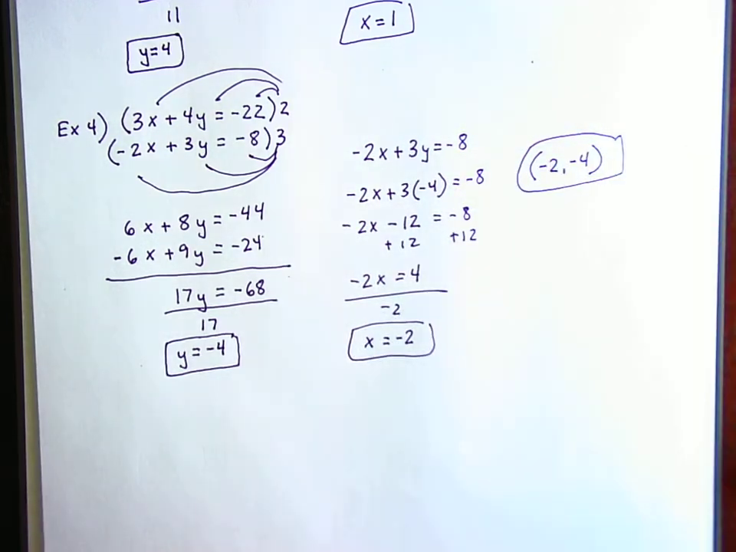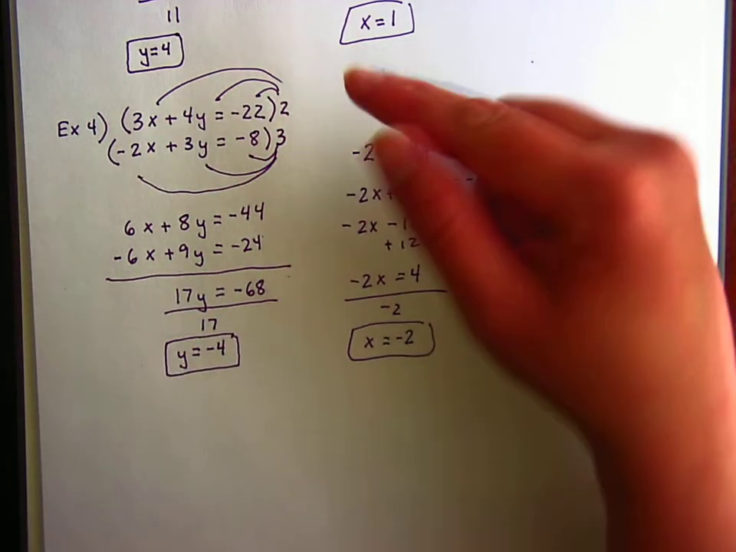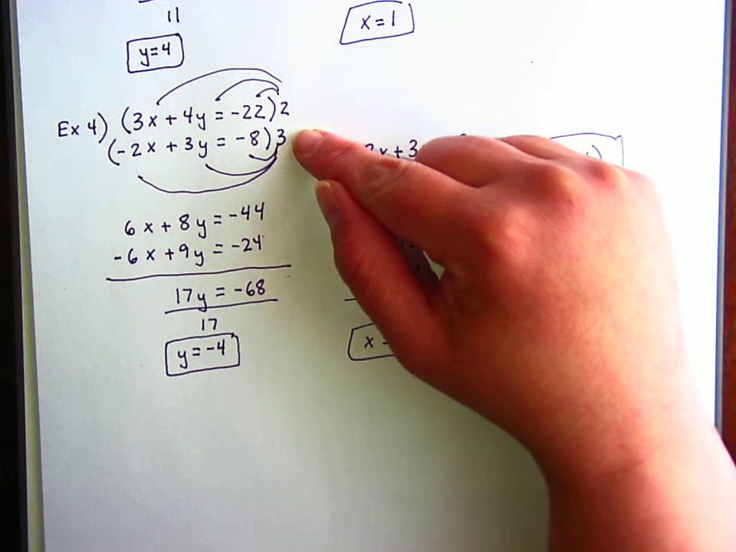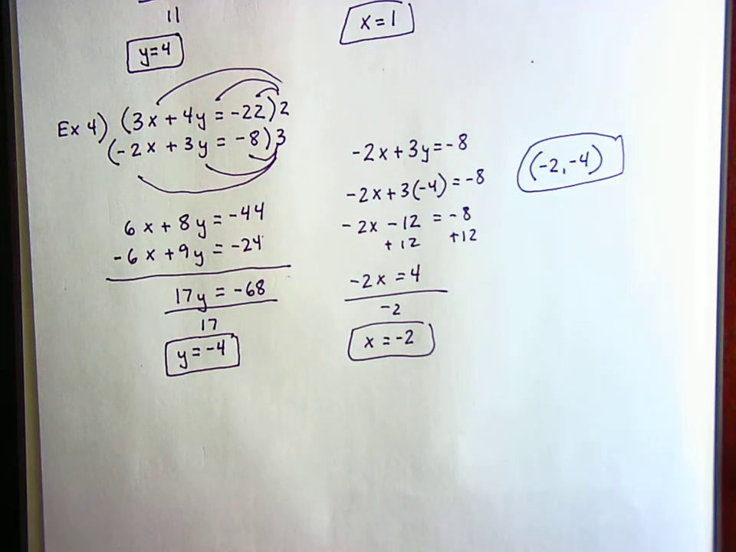So that's as complex as it gets when you have to multiply both equations by a number. Notice that it wasn't the same number on both. It's not like I have to multiply everything by 2. I can multiply the top equation by 2, or I can multiply the bottom equation by 3, and it's okay if they're not the exact same number.